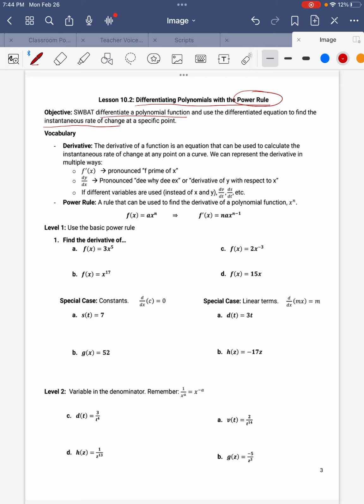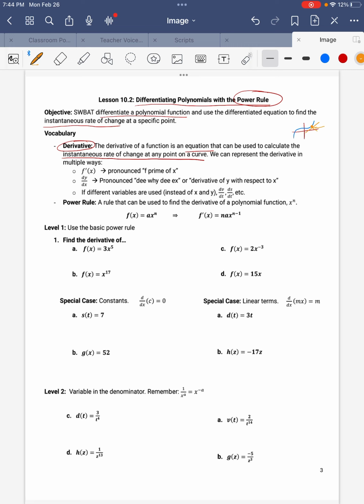So, derivative. What is a derivative? The derivative is an equation that can be used to calculate the instantaneous rate of change at any point on a curve. So let's say we have a curve. I can use a derivative to find the rate of change at any point. So let's say I want to know the rate of change at this point right here. I would use a derivative to find that.